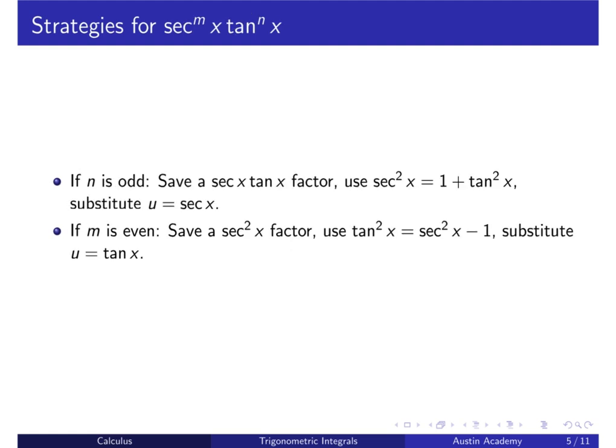Strategies for secant to the m times tangent to the n. If n is odd, save a sec x tan x factor, replace sec squared x with 1 plus tan squared x, then substitute u equals sec x. If m is even, save a sec squared x factor, replace tan squared x with sec squared x minus 1, then substitute u equals tan x.